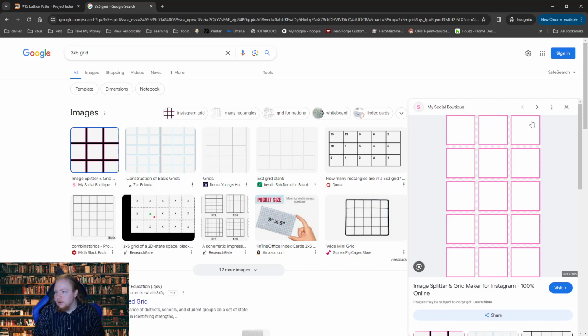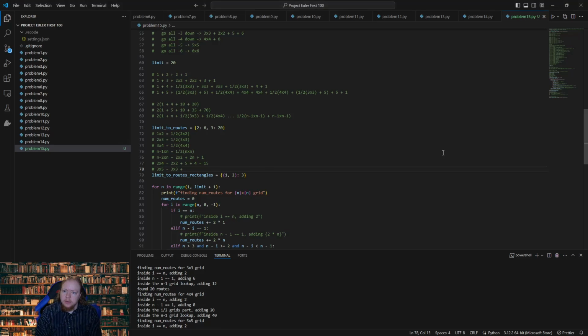Again, obviously, we come down to here. We get our 3 by 3. Come only down to here. Then we have a 3 by 4, which is half of a 4 by 4.